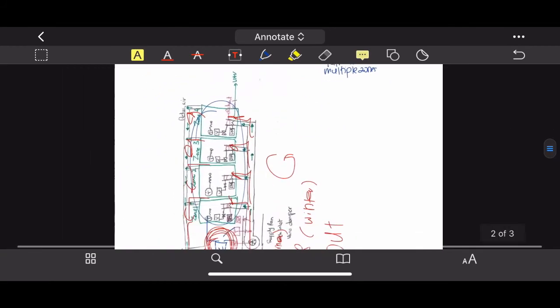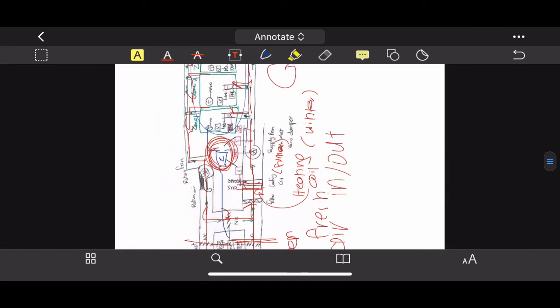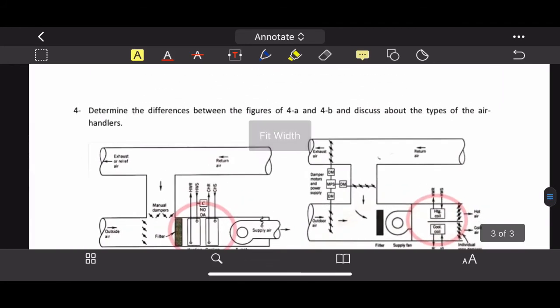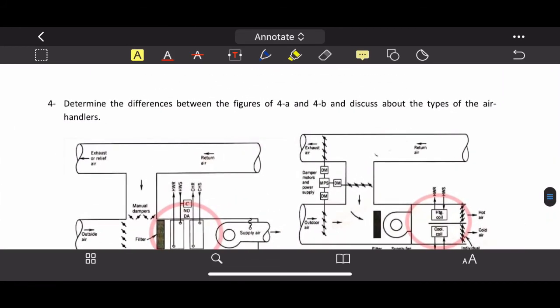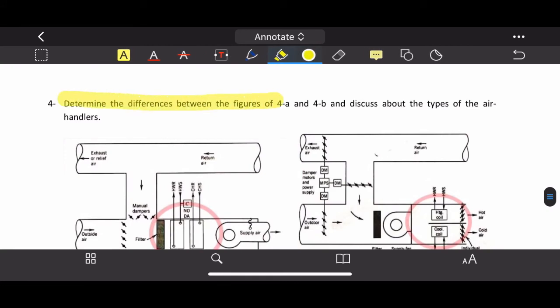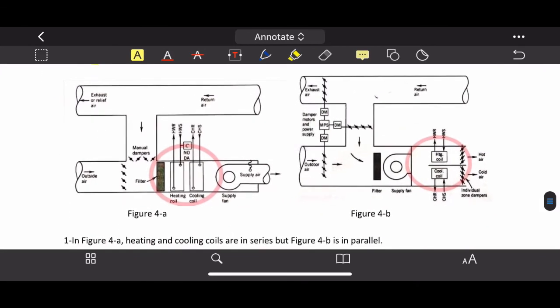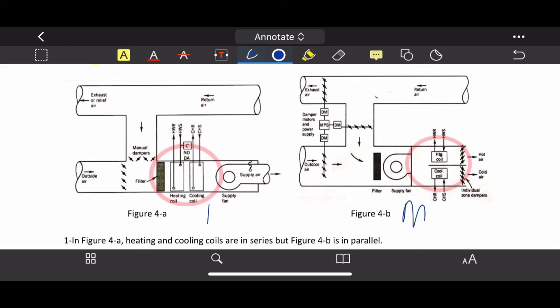Next question. I think it's the last one. Yeah, it's the last one. Determine the difference between figure 4A and 4B and discuss about the type of air handler. So what are the differences? The difference between A and B is this is for single, this is for multi. Multi. Okay, which is this section that this one doesn't have.